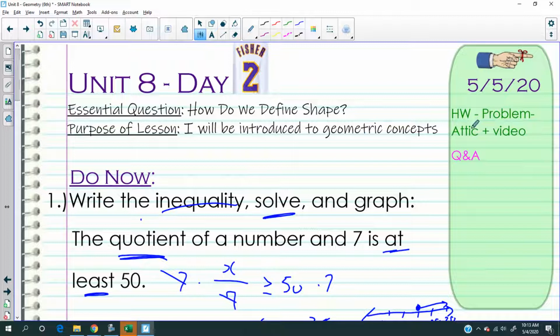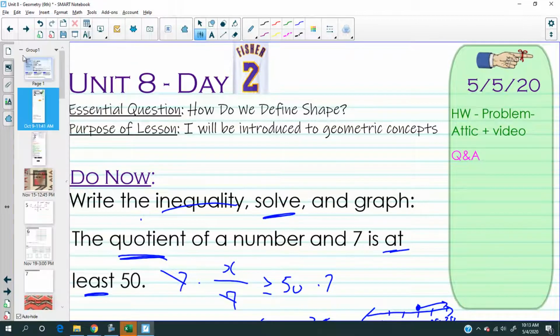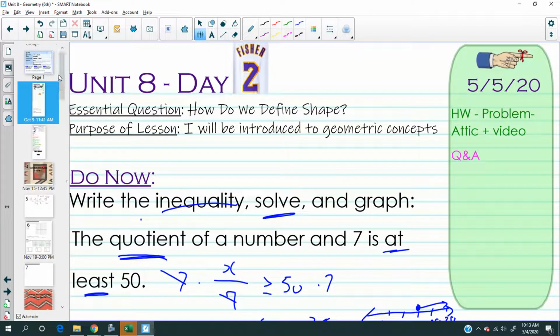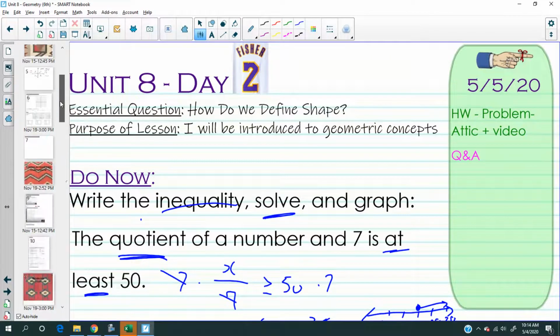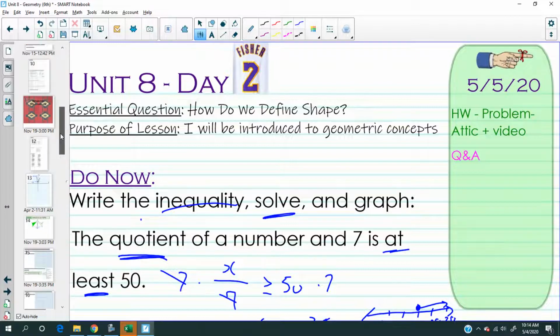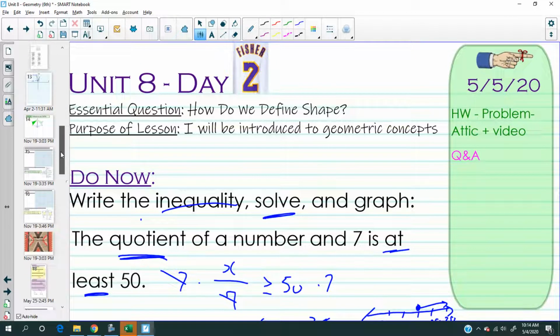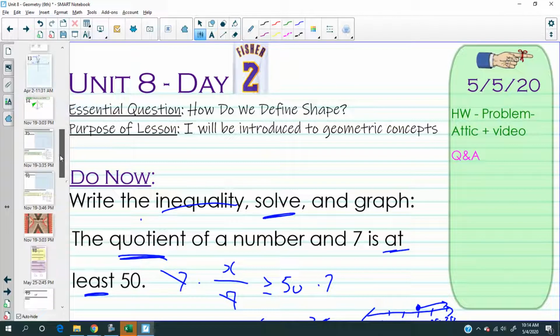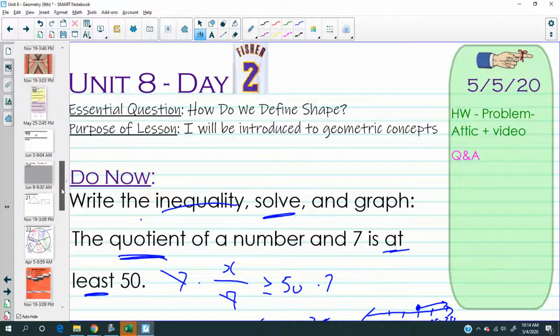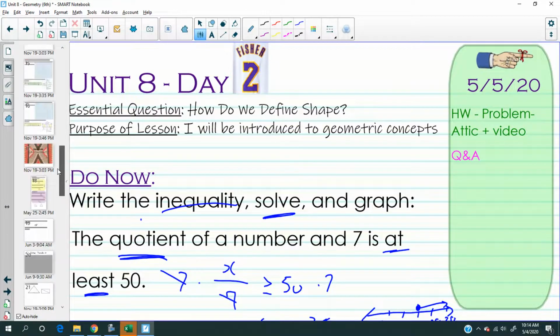Unit 8, day 2. All right, so today's the 5th. Homework tonight is on problematic. So here's what we're going to do today. Actually, not continue our lesson from yesterday, because yesterday's lesson was a review on the coordinate system. Hopefully, many of you got a chance to play the stock the shelves game, and so today we're going to move into this.